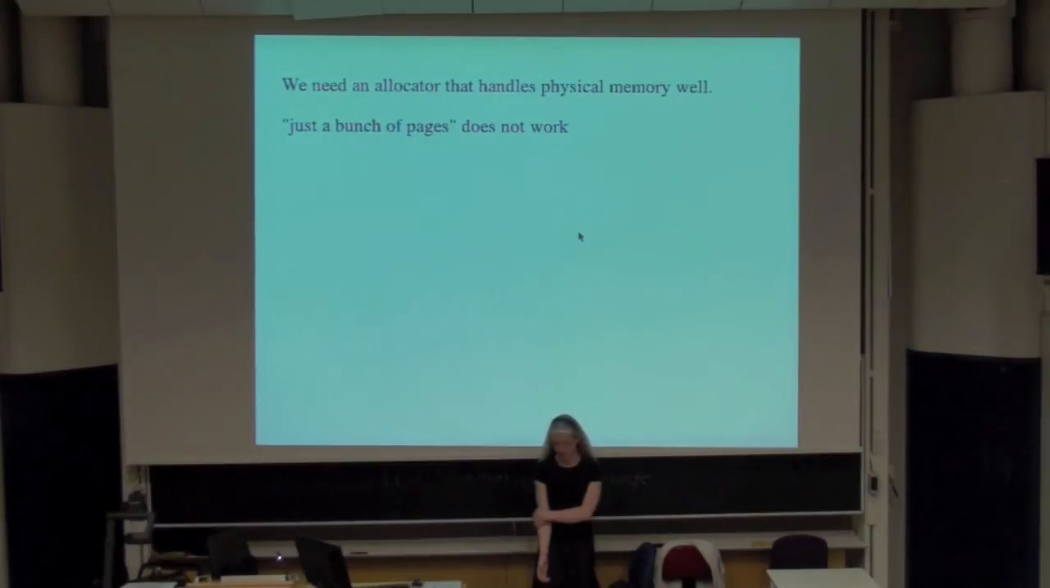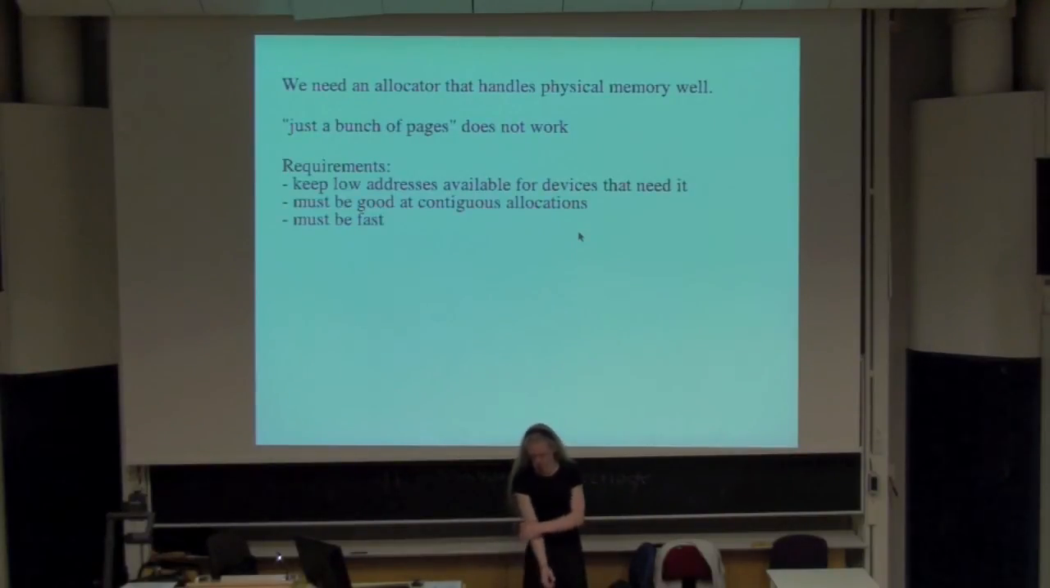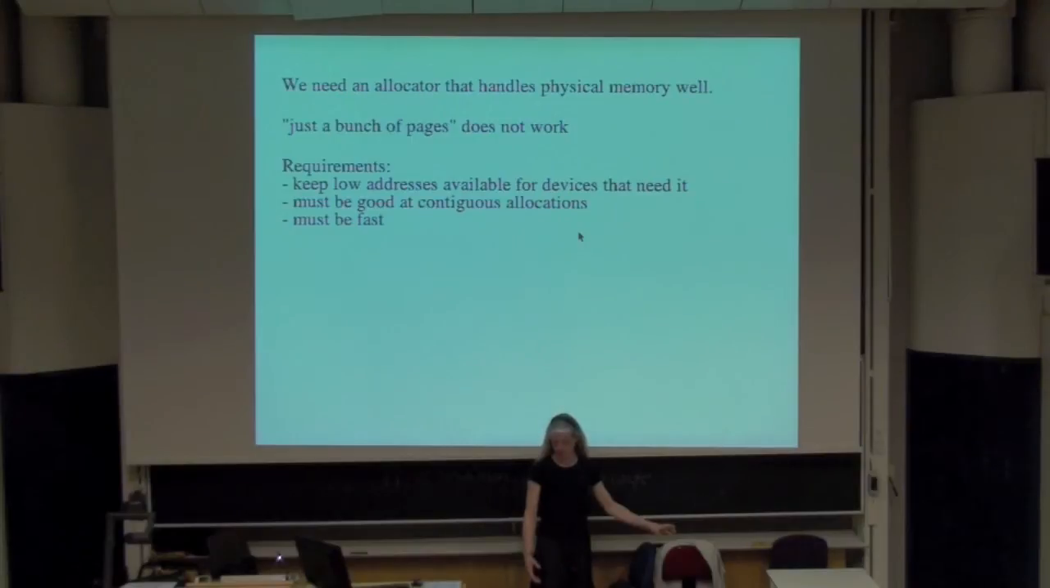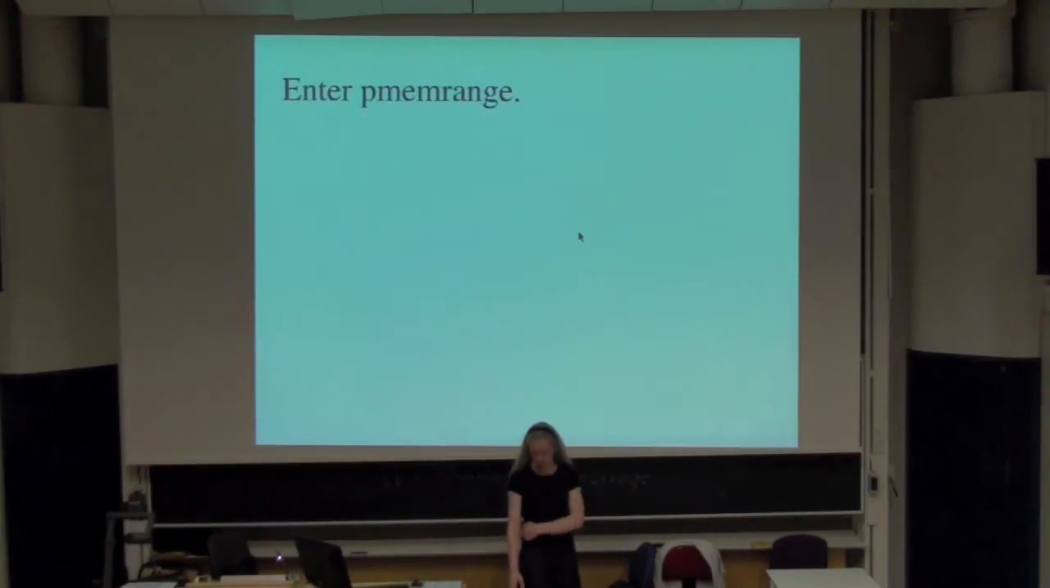So it's time for a new allocator, because just a bunch of pages is not working for us anymore. And this new allocator has a number of requirements. It must keep the low memory available for devices. It must be very good at contiguous allocations, because the fewer segments of memory you have, the faster your device can talk. And it must be a very fast allocator, because we don't want to spend eternity waiting for the pages. So that's why I wrote the mem range.